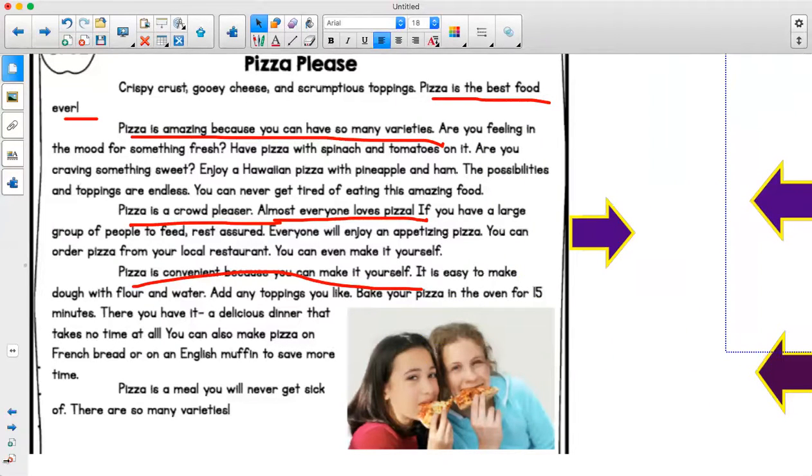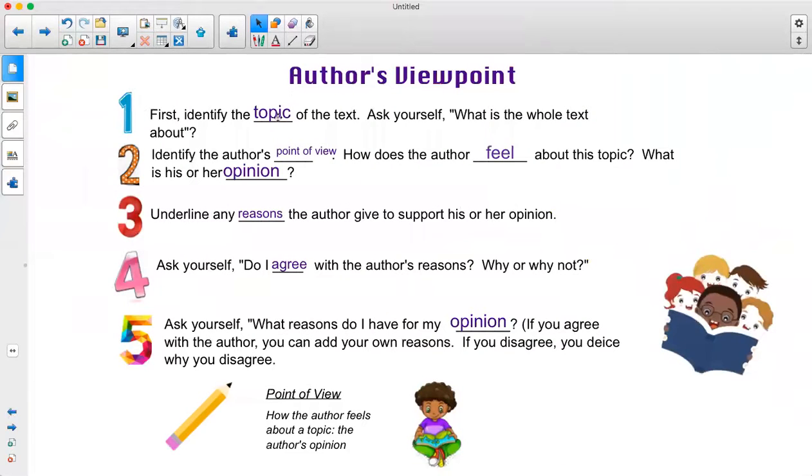Okay, I'm going to peek back, just to make sure that I did everything I was supposed to do. Did I identify the topic? Yes, it was pizza. The author's point of view was that pizza is the best food ever. I listed the 3 reasons that the author gave. I agreed, and I gave my own reasons why I agree.